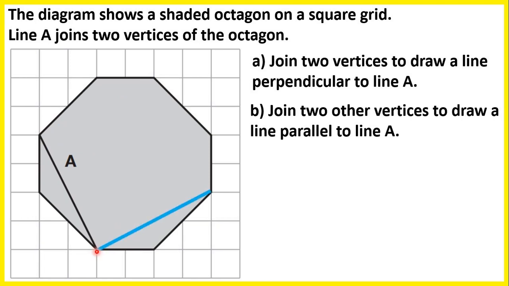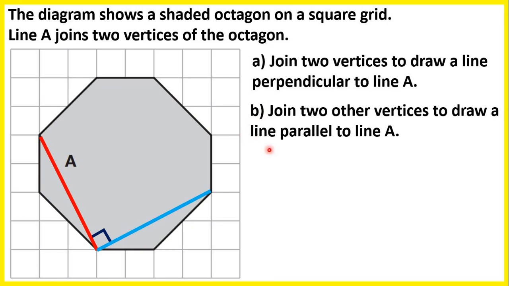We could also join these vertices here. That's a line perpendicular to line A as well, because again we have a right angle where the two lines join. So now we need to join two other vertices to draw a line parallel to line A.